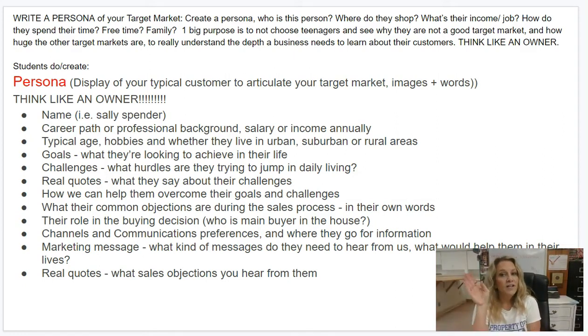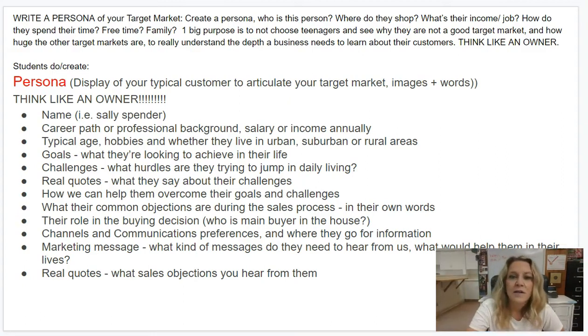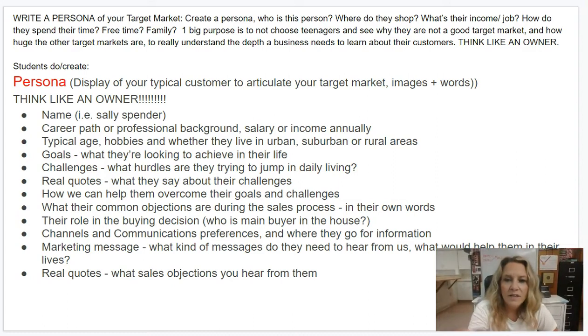We want to find out what their problems are, because when they have problems, we can come in with solutions, and then we can have a business, right? Whether it's for profit or not for profit, we can help them fix their challenges. Okay, so, and then common objection.